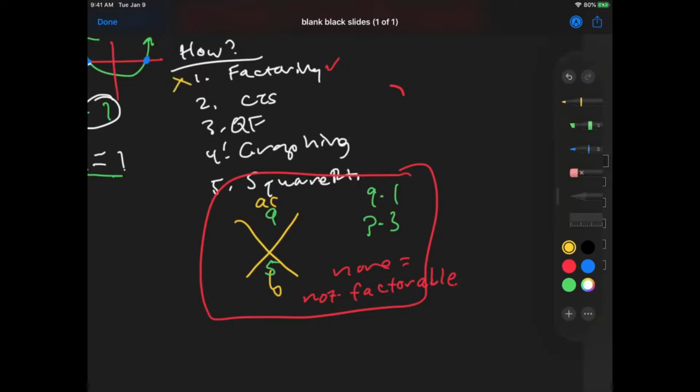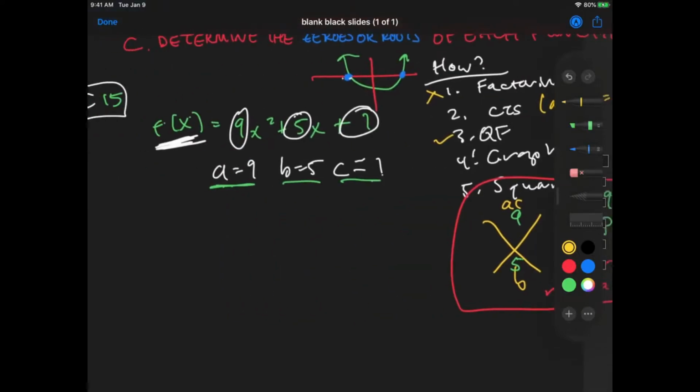You can use completing the square, but completing the square is best when A is equal to 1 and your B is even. That is the best. So we're going to try quadratic formula. Let's do it.